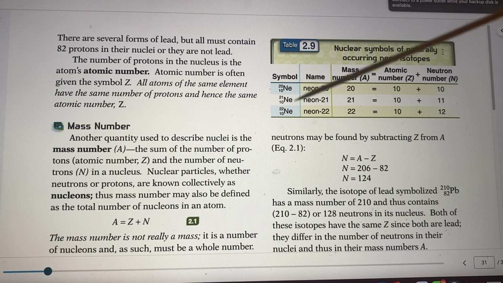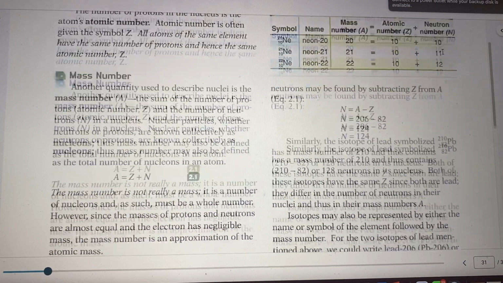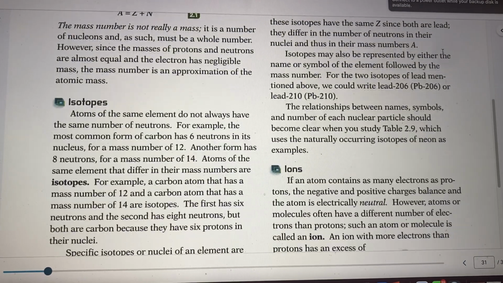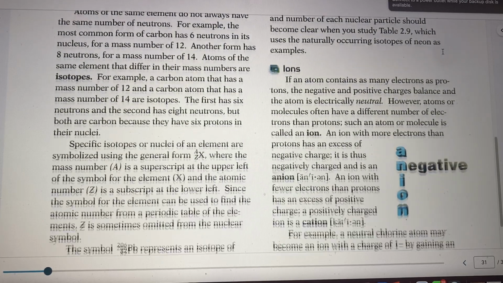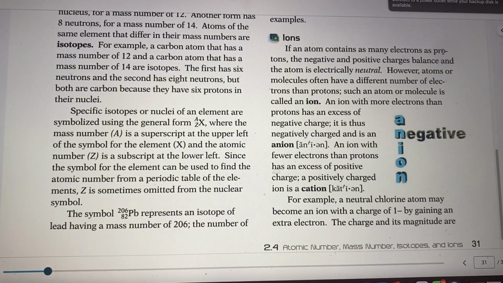So you're going to be doing tables like this. These are kind of fun because it's very easy to find neutrons by just subtracting the number of protons from the atomic mass number, and then you'll get the number of neutrons, okay? Those are isotopes. They just have a different number of neutrons, right? Just remember, isotopes: different number of neutrons.